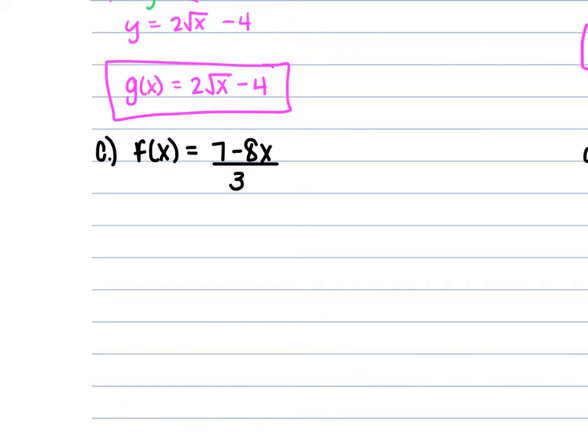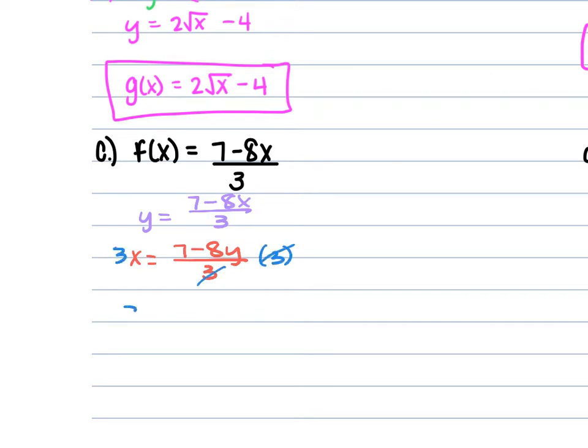For C, we have f of x is equal to (7 minus 8x) over 3. So we're going to change the f of x to be y is equal to (7 minus 8x) over 3. Switch your x and y, so x is equal to (7 minus 8y) over 3, and now get y by itself. Multiply each side by 3.